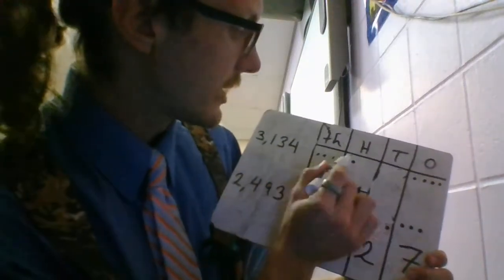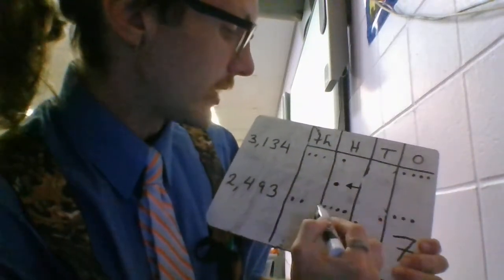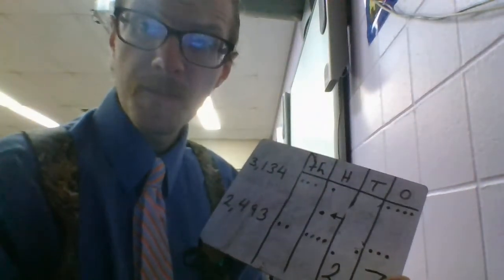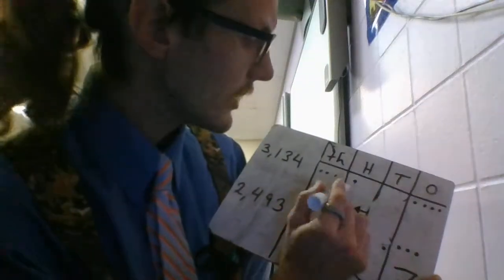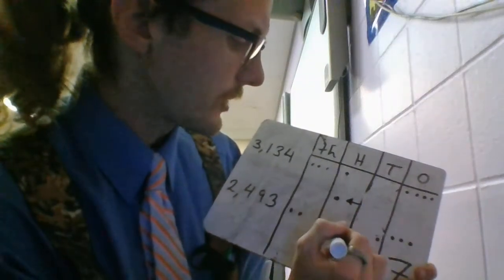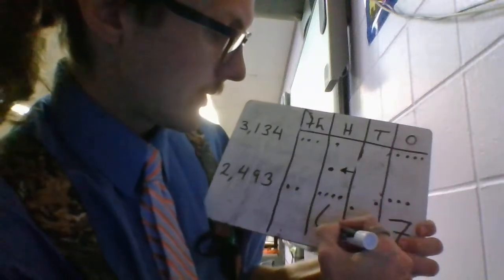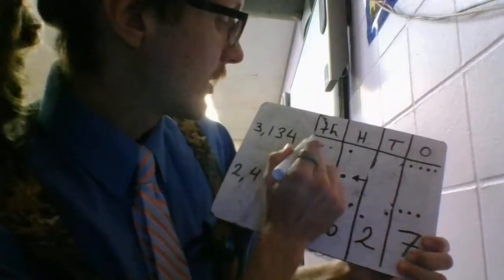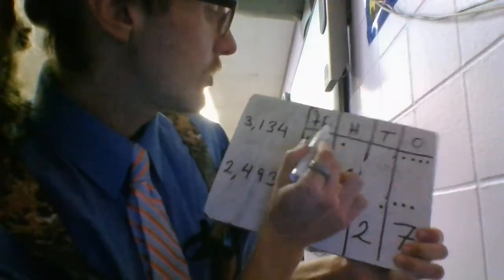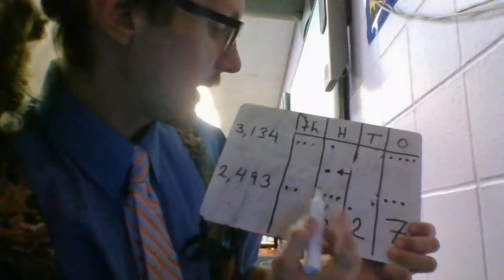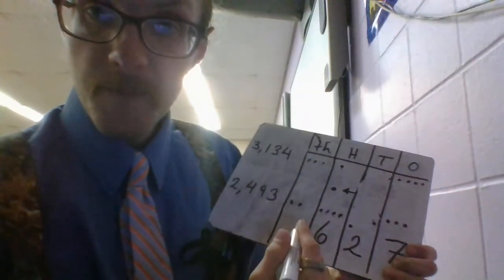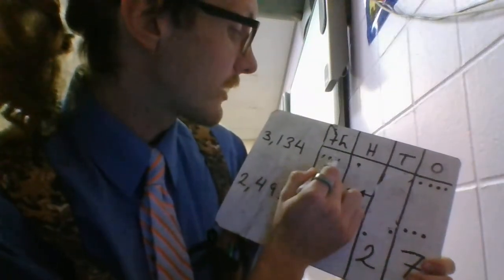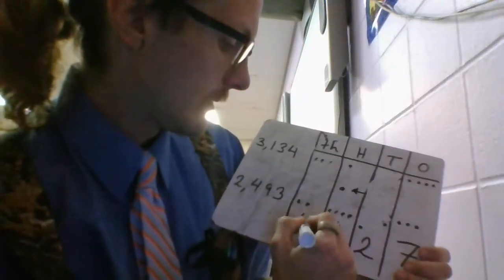Now we count our hundreds. 100, 200, 300, 400, 500, 600. Do we have to bundle? No, because we didn't get 10. And now we count our thousands. 1,000, 2,000, 3,000, 4,000, 5,000. Do we bundle? No, because we didn't get to 10.